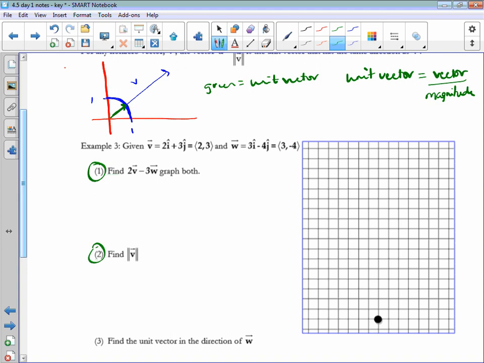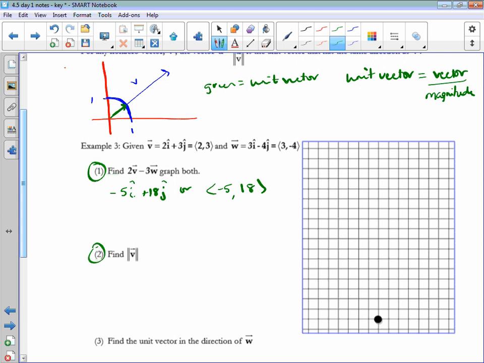Guys, what did you get for an answer to part 1? There are two ways you could write it. I would take negative 5i plus 18j, or I would absolutely take the component form written this way. How many of you wrote it the second way? Yes? Okay.